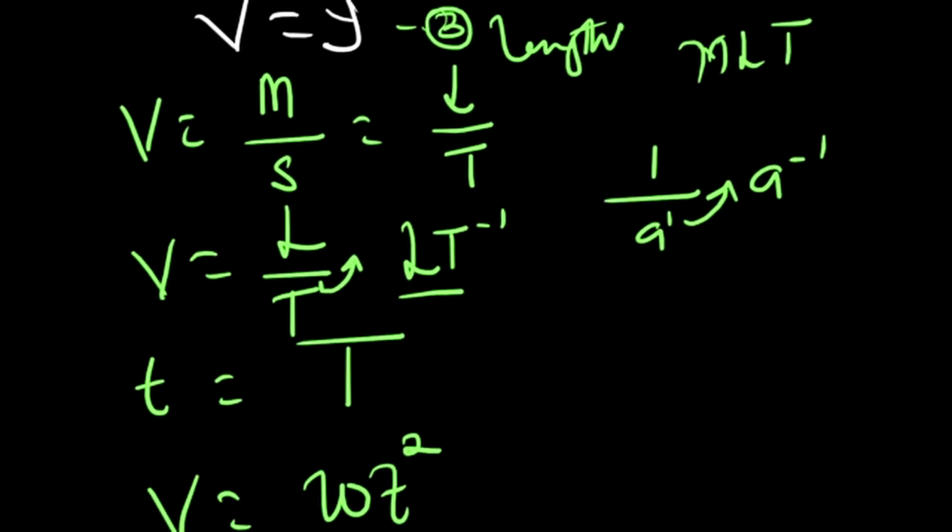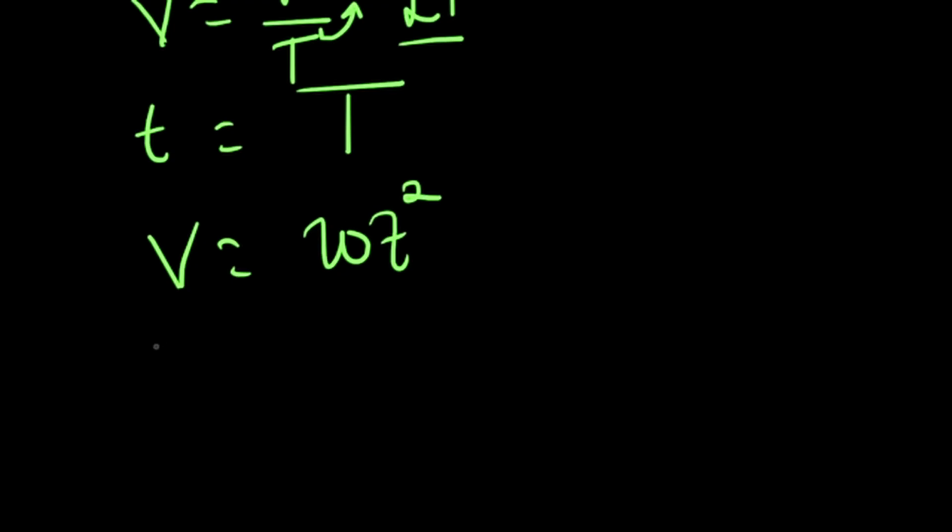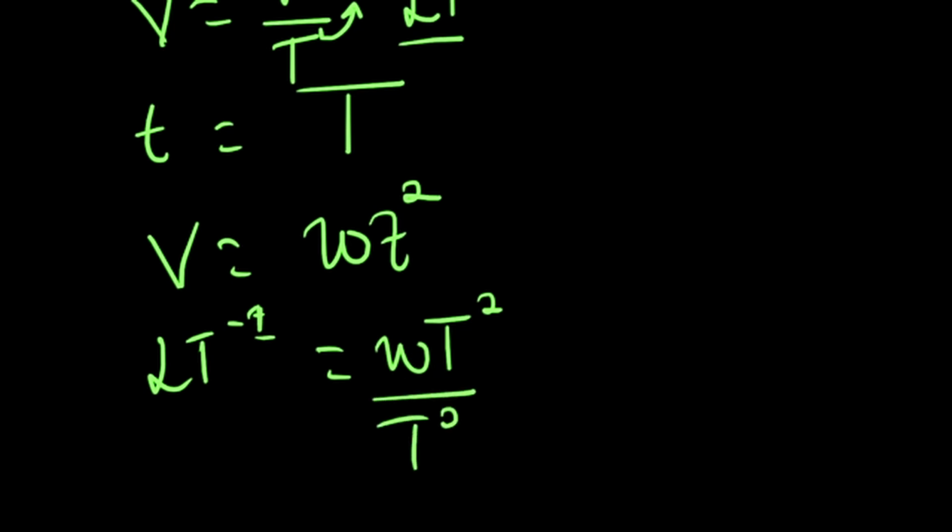Okay, now we've determined that velocity is giving us LT to the power minus 1, and now this is equal to W. Then for the dimension for t, we have it for time, we have it to be T squared. Remember that the t here is squared, so whatever be the dimension would also be squared. Now, how do we do this now? In order to determine the dimension of W, we simply divide both sides by T squared. We divide both sides by T squared.